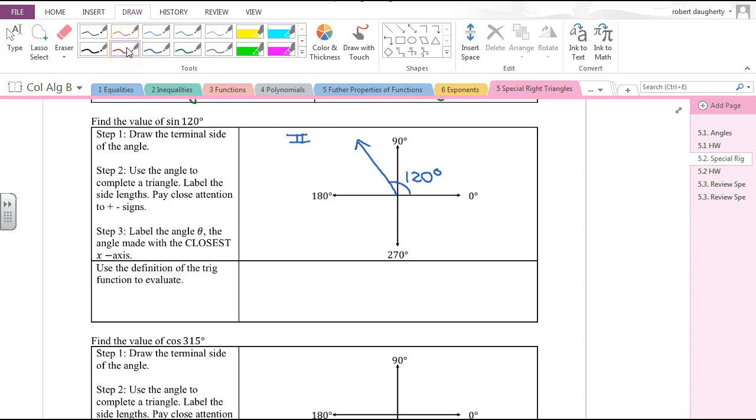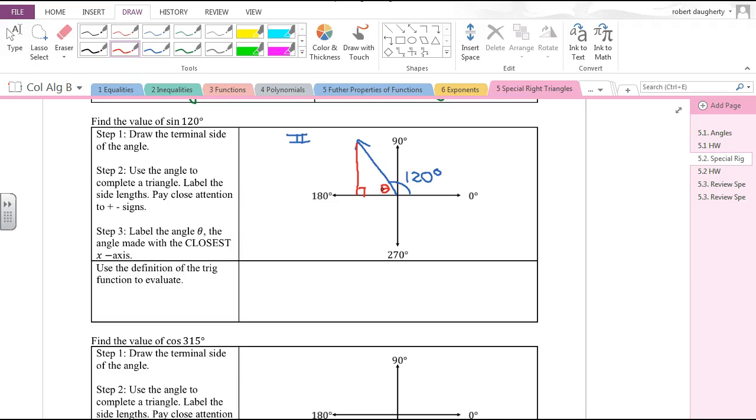Now, the next important step you have to do is draw a special right triangle to make this work. Because you don't have in your head how to do the sine of 40 and 41 and 42. That's what your calculator's for. But in your head, I want you to be able to figure out the sine of 30 and 60 and 45. So I'm going to construct a right triangle right here, okay? Now, this angle, we're going to call this angle theta.